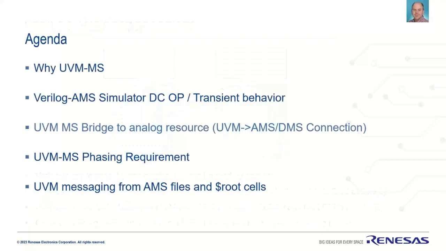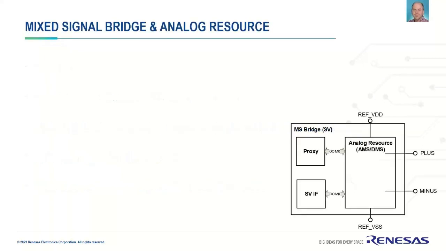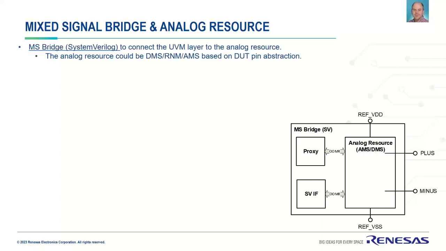Right, then the next. So now we're going to go on to the UVM mixed signal bridge, which is really the crux of the change that goes into the UVM. So the bridge is a module that will sit next to your DUT. It's a SystemVerilog module, and the whole purpose of that module is to support the class-based stuff that needs to connect to the UVM world. So in there, we tend to have a proxy and a SystemVerilog interface. You have to have a proxy as a minimum. The SystemVerilog interface is optional.